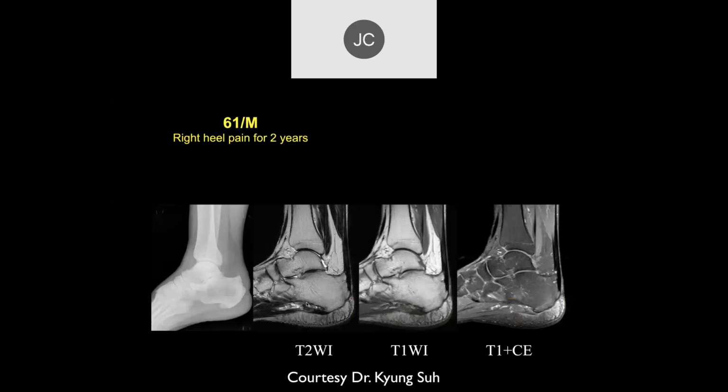Okay, Robert. All right, so we have a 61-year-old with right heel pain for 2 years. Let's see. Looks like there's some thickening of that plantar fascia with edema and a small or moderate-sized plantar spur, maybe large actually. And other than that, the Achilles tendon I think looks okay.